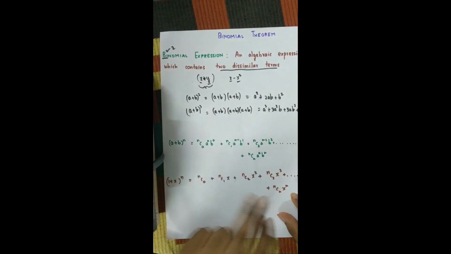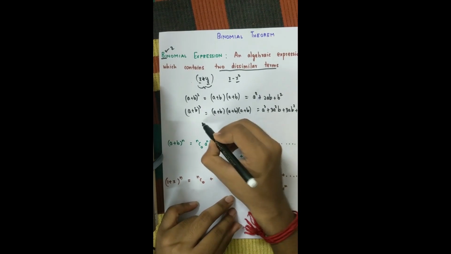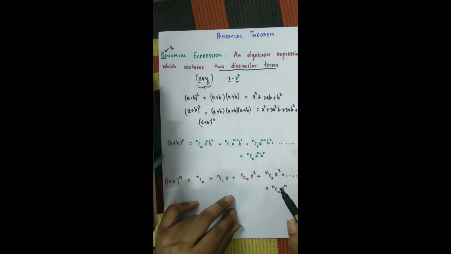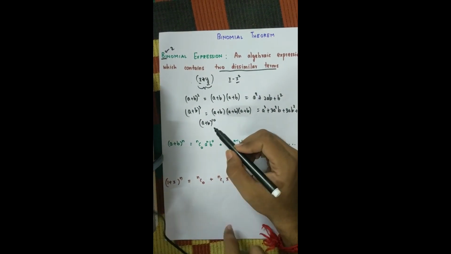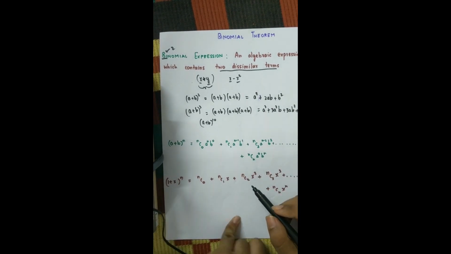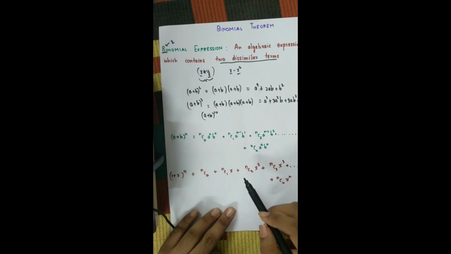Now these are pretty simple because we have to multiply them only twice or thrice. Now how about a plus b the whole power n? Let's say a plus b the whole power 10. How will we find this? It's quite a tedious task to multiply it 10 times. So that's when binomial expansion comes into the picture.